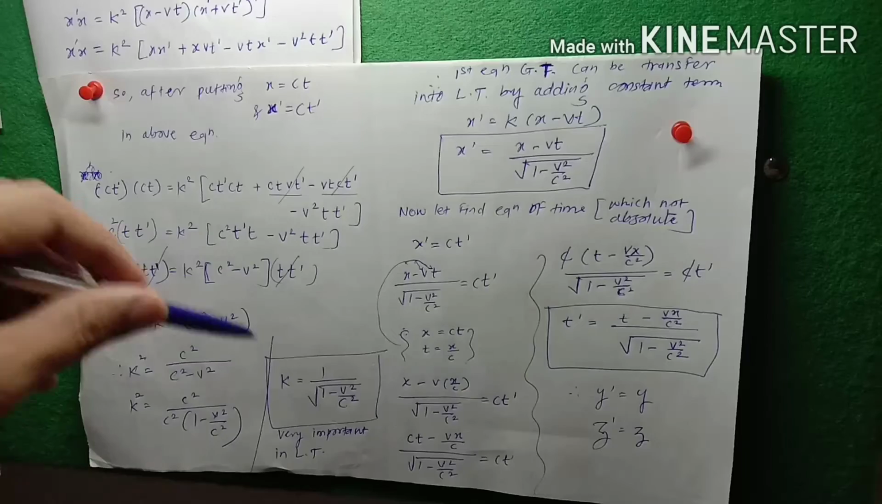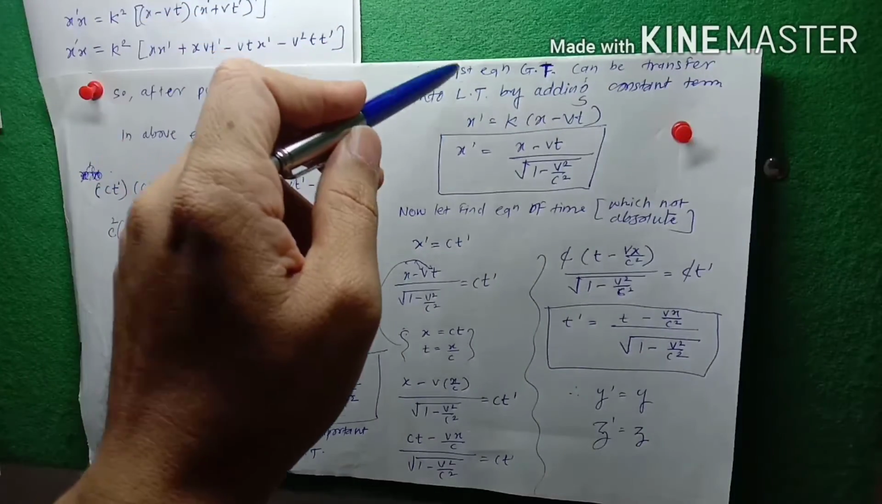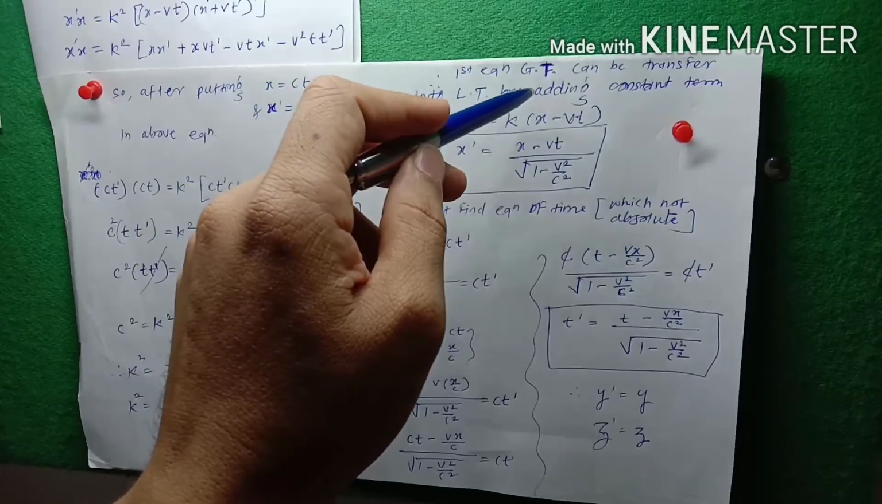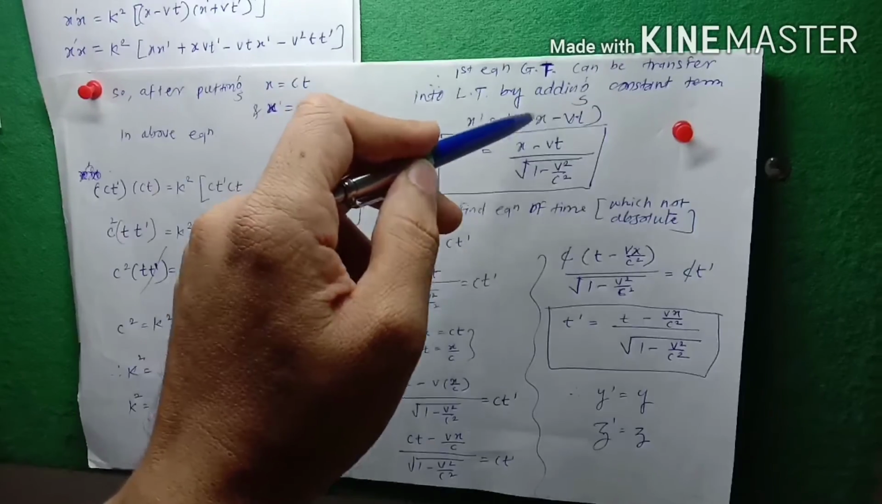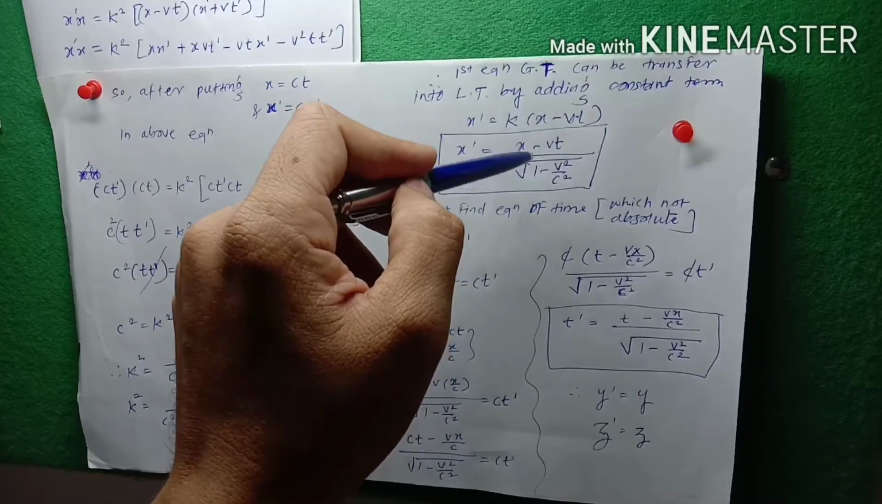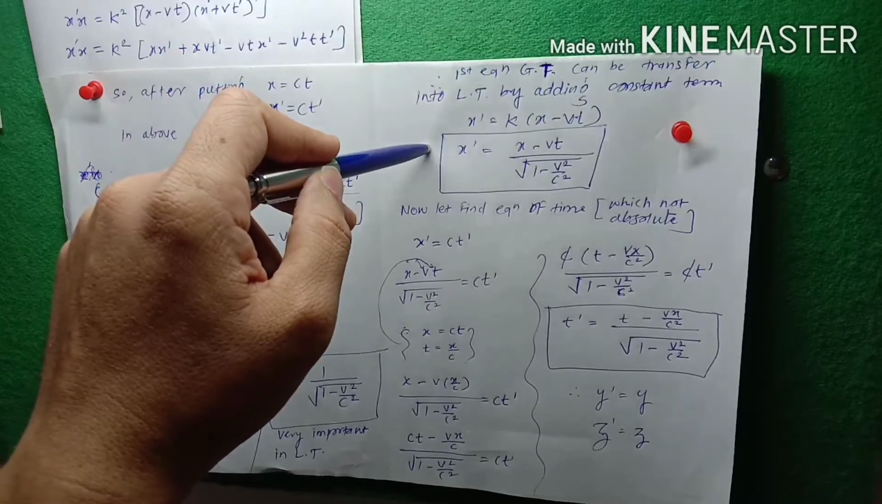So when you use this constant in the Galilean equation, the first equation of Galilean transformation can be transformed into the Lorentz transformation equation by adding the constant term, that is x dash is equal to k times x minus vt. So x dash is equal to x minus vt divided by under root 1 minus v square by c square. So this is the one equation we got.